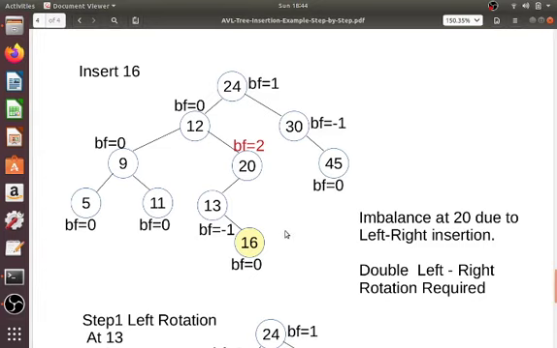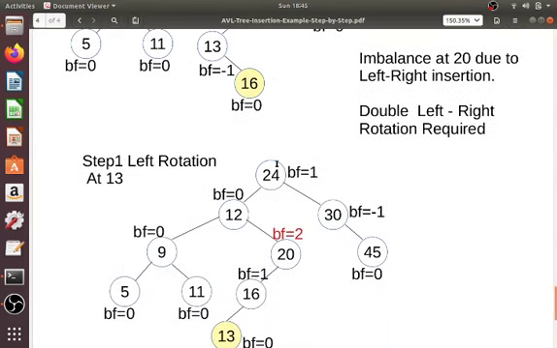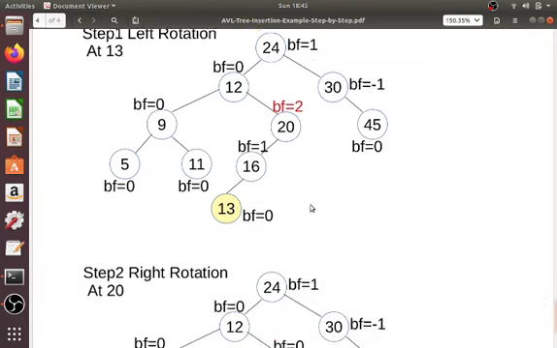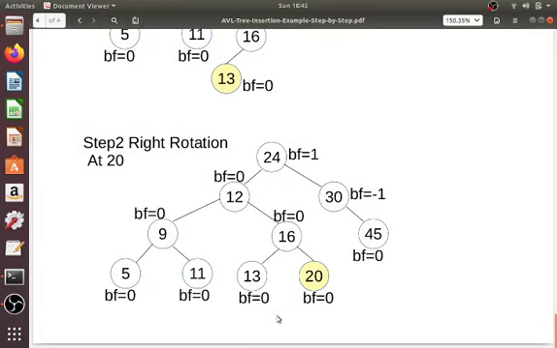That is, we will carry out the left rotation at 13 and then we will carry out the right rotation at 20. When we carry out the left rotation at 13, the resultant subtree is this. The value of balance factors at this stage is immaterial. Next we carry out the right rotation at 20 and the resultant tree is this.